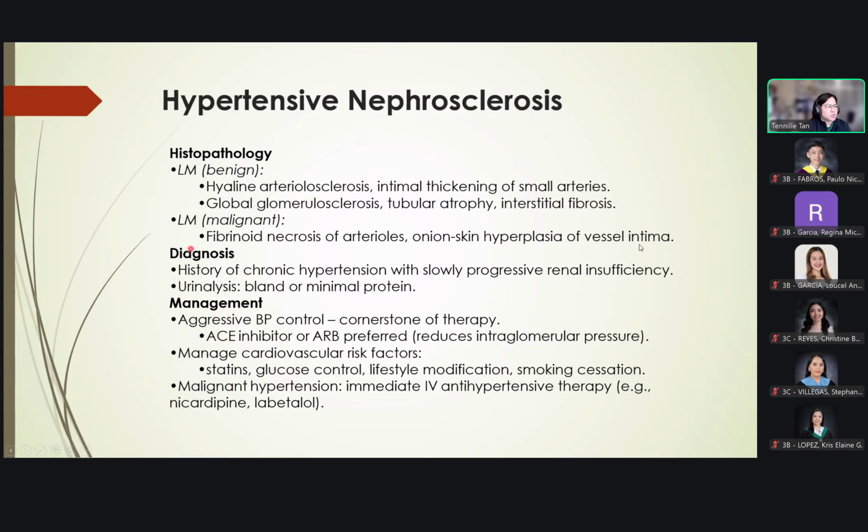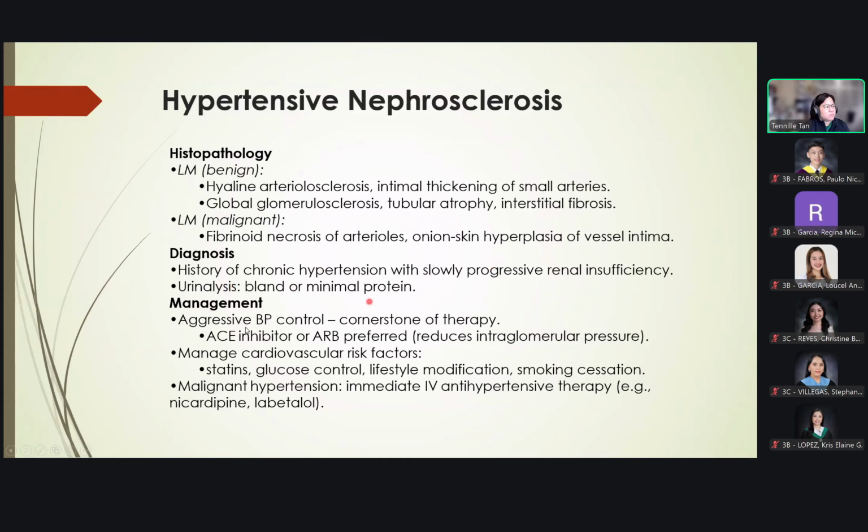Diagnosis is usually made based on your history of chronic hypertension with a slowly progressive renal insufficiency for benign hypertension. However, for malignant, you can have patients with rapidly progressing renal insufficiency. Usually kidney biopsy is not required for these patients. Urinalysis will often show a bland sediment or minimal protein.